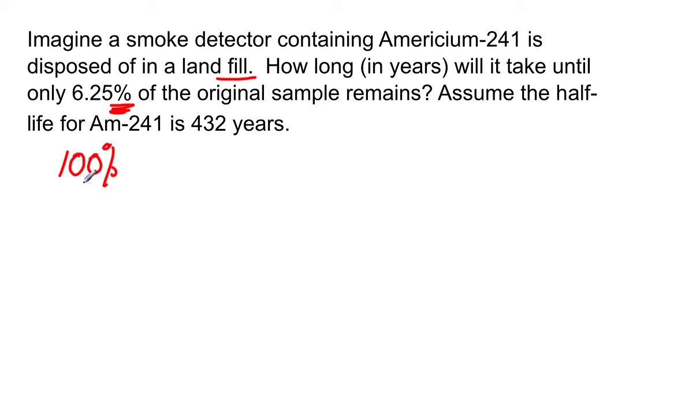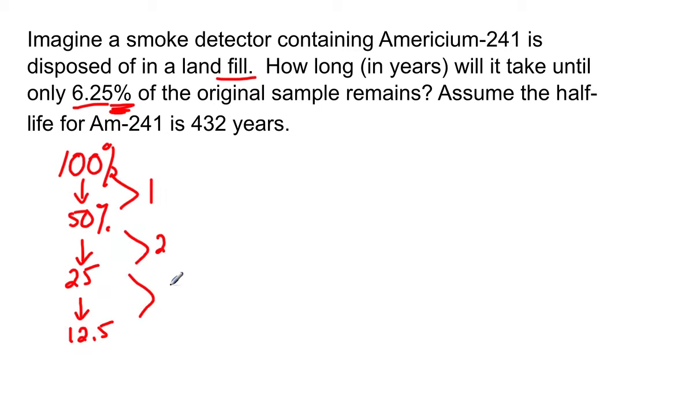So here we go. We want to divide by 2 and get all the way down to 6.25. That's our target. So divide by 2 gets us to 50. That's one half-life. Divide by 2 gets us to 25. That's our second half-life. Divide by 2 gets us to 12.5. That's our third half-life. Divide by 2 gets us to 6.25%. That's our fourth half-life. So it took four half-lives to get to 6.25.